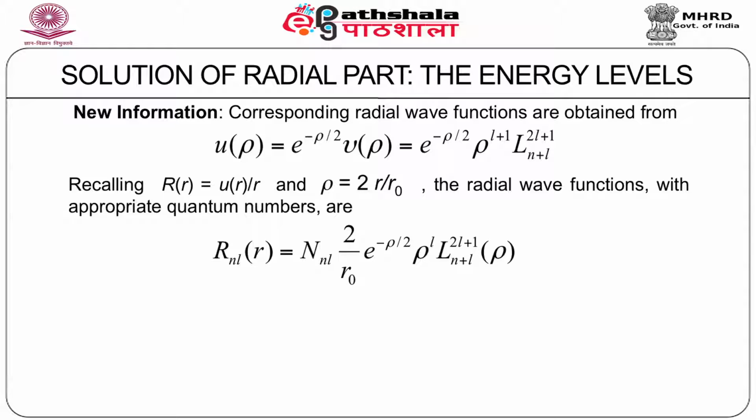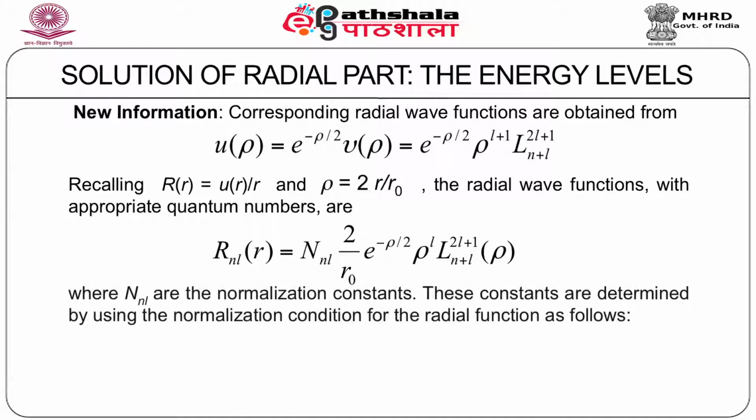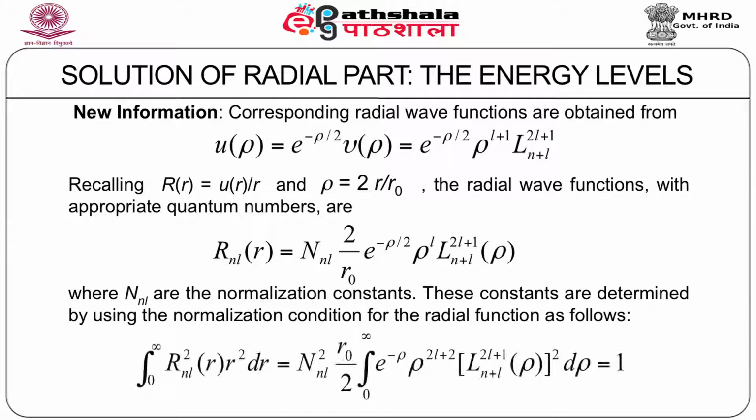That is the second equation on the screen, where N are the normalization constants. N depends on small n and small l. So these constants are determined by using the normalization condition for the radial function as follows. That is, the radial wave function should be normalized to unity.